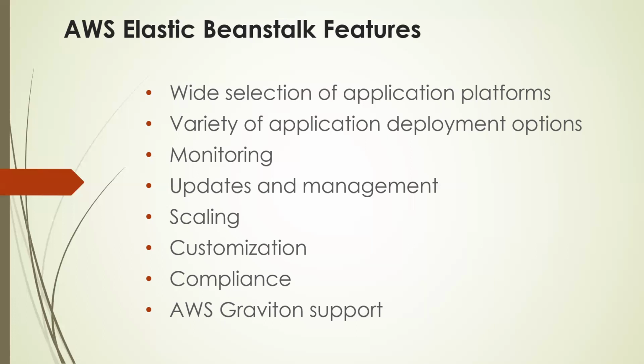And the last one is the AWS Graviton support. AWS Graviton ARM64 based processors deliver the best price performance for our cloud workloads running in Amazon EC2. So with AWS Graviton on Elastic Beanstalk, we can select EC2 instance types to meet optimization needs for our workloads, and we can benefit from the improved price performance over comparable x86 based processors. So these are all the AWS Elastic Beanstalk features.